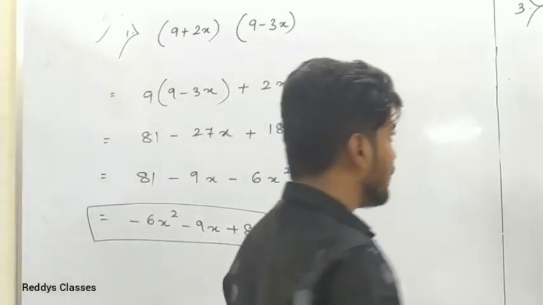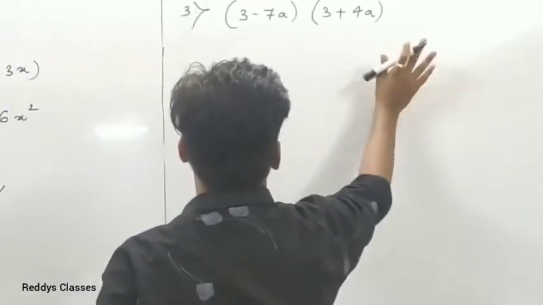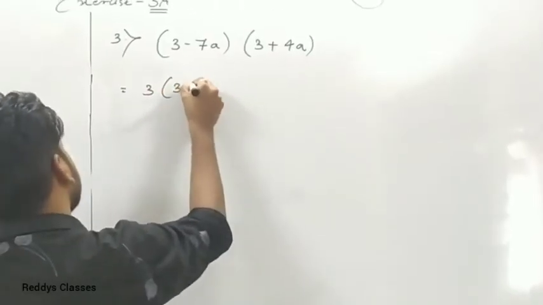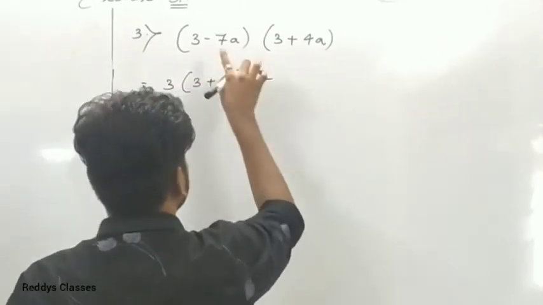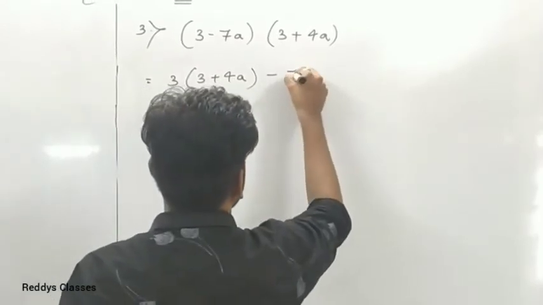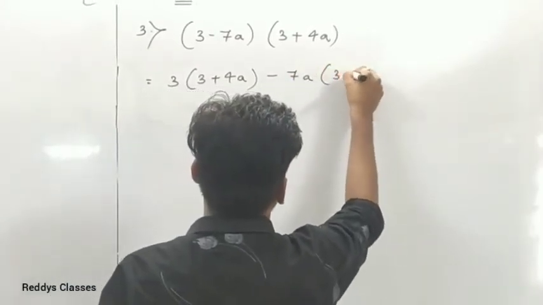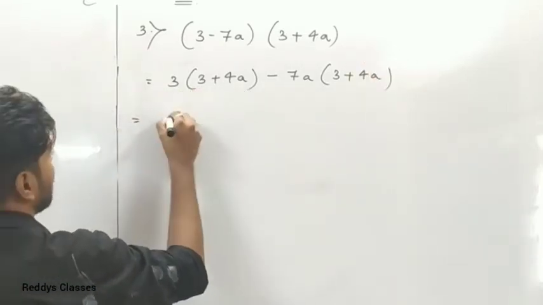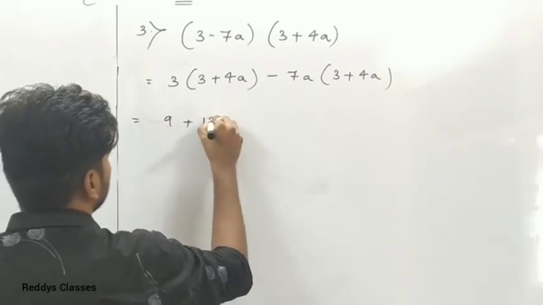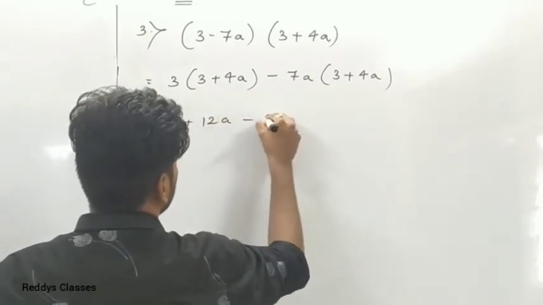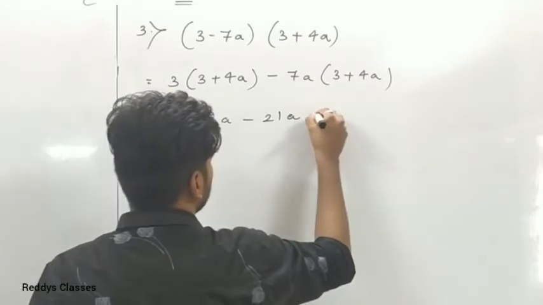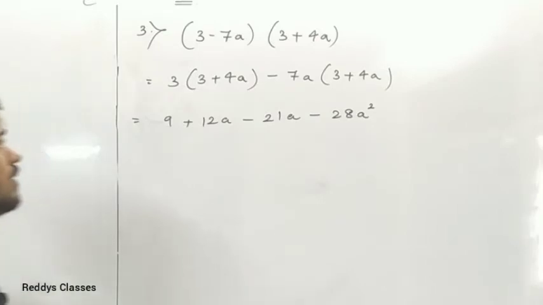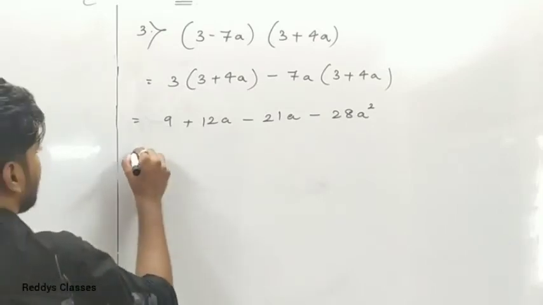The next question we have is (3 minus 7a)(3 plus 4a). So what we have is 3 into (3 plus 4a) minus, here we have the minus sign, 7a into (3 plus 4a). 3 3s are 9, 3 4s are 12a, minus 7 3s are 21a, minus plus minus 7 4s are 28a square. So, let us solve this now.